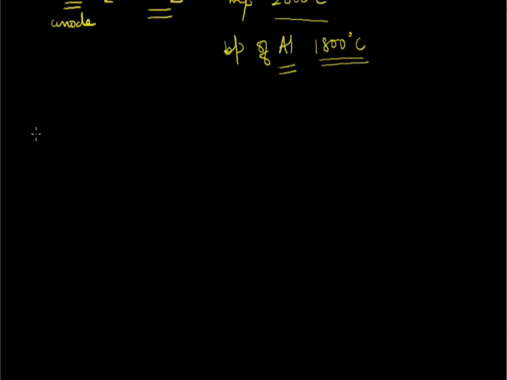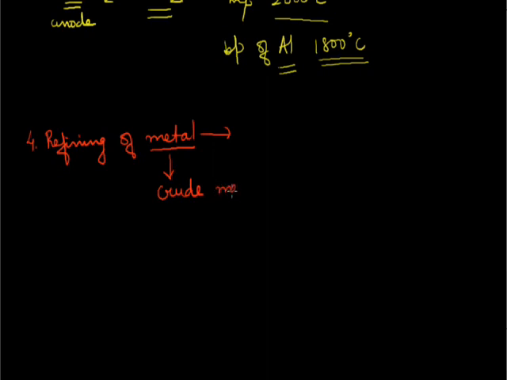Coming on to the last step of metallurgy, that is refining of the extracted metal. So once the third step is finished, what we will get is the extracted metal. But that metal will be impure, which is called crude metal. Impure metal is called crude metal. In the last step of metallurgy, we will purify the metal, we will remove the impurities associated with it.